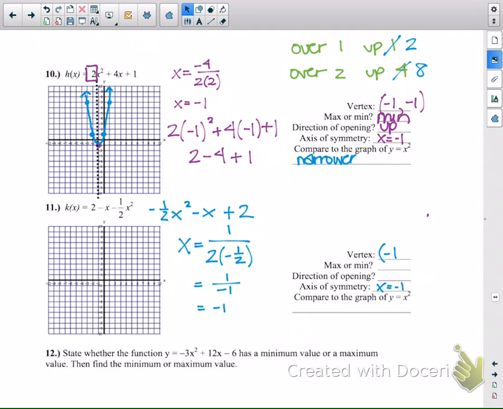Our a value tells us that this opens which way? Down, which means my vertex will be a max. And to find the y point of my vertex, what do we do? Plug it back in. That's going to give me -1/2 times -1 squared minus -1 plus 2. Carefully working this out gives me -1/2 plus 1 plus 2. You may use decimals for these, especially when it comes to graphing. I find it easier to graph decimals than I do fractions. So -1/2 plus 1 plus 2 is going to give me what?